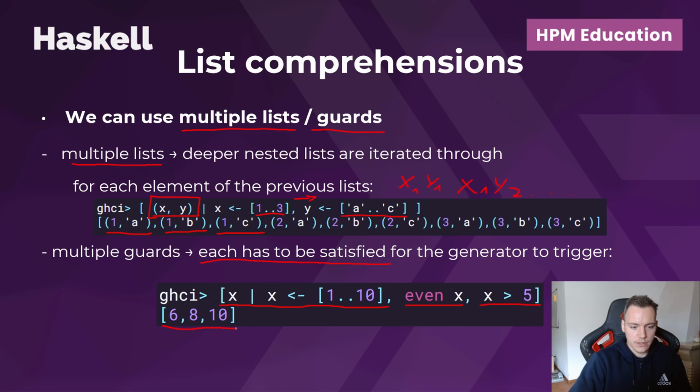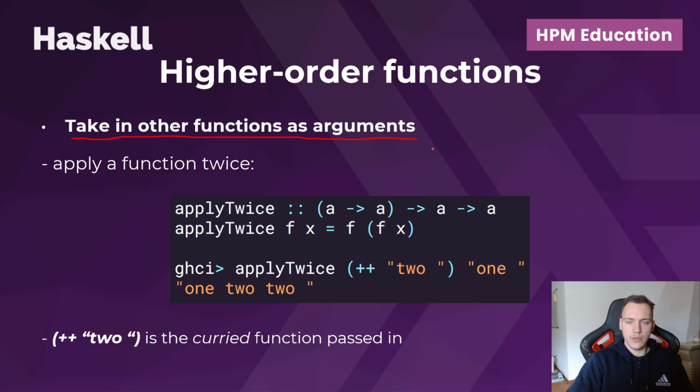Now we get to higher order functions. So in general, higher order functions are functions that take other functions as arguments. So we already saw this in the previous video where we looked at the function operators, and specifically function composition and function application both accept a function as an argument. So strictly speaking, they are also higher order functions.